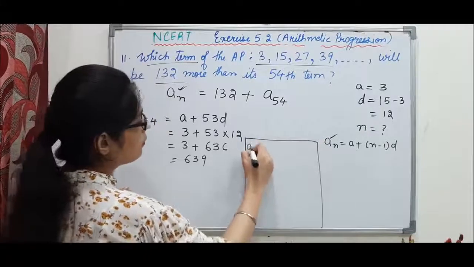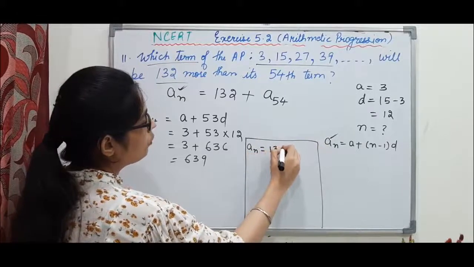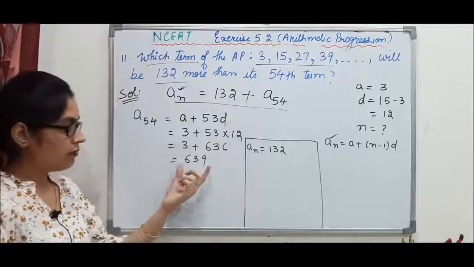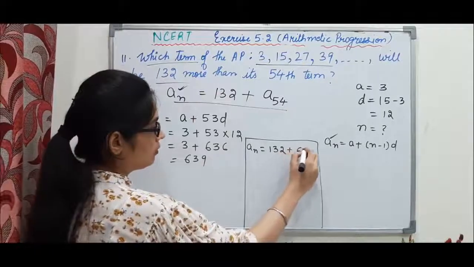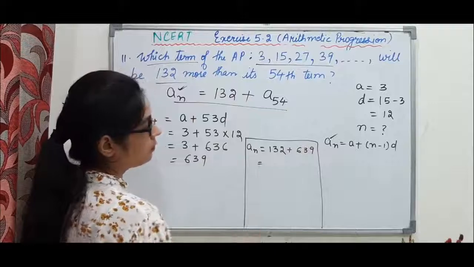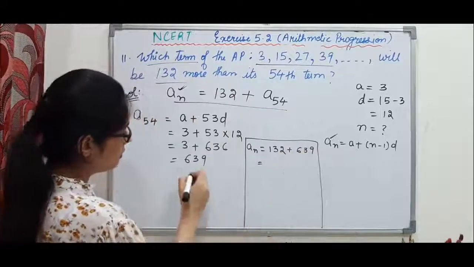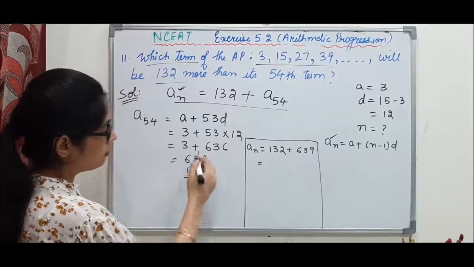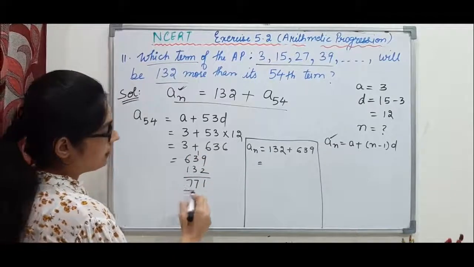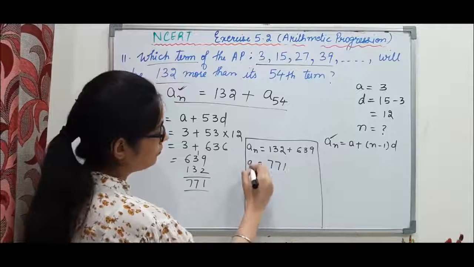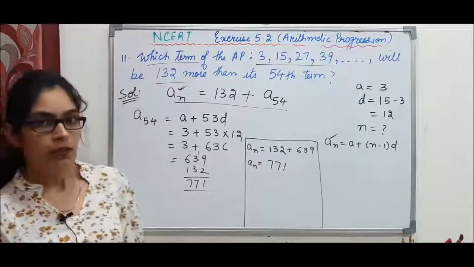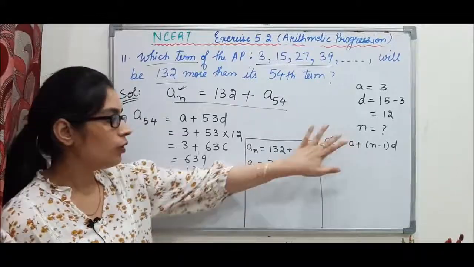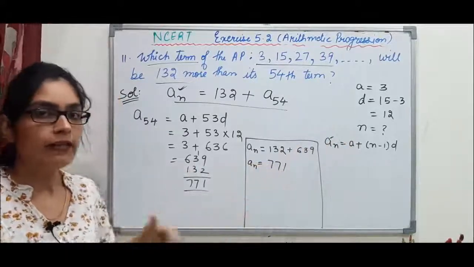Now an we have to find. See, an is equal to 132 plus, as I have already written, 132 plus A54. A54 is 639. So 132 plus 639 we can do: 2 plus 9 is 11, 1 carry, 6 plus 3 plus 1 is 10... in total it is 771. So basically what they are saying is, 771 is which term? Which term means n. For this 771 we have to find its number of terms.